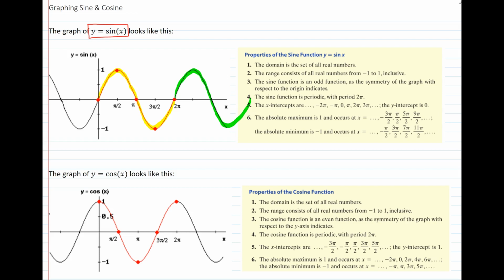Okay, we call that one unique squiggle, or what I've highlighted in yellow, one period. And we measure the period by measuring the length along the x-axis that it takes to complete one squiggle. So we say that the period for sine, since we start at 0 and end at 2 pi, is 2 pi.